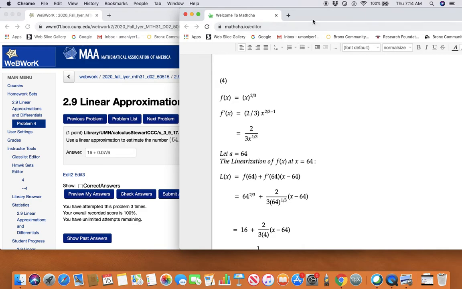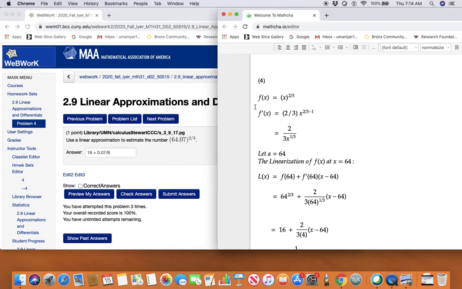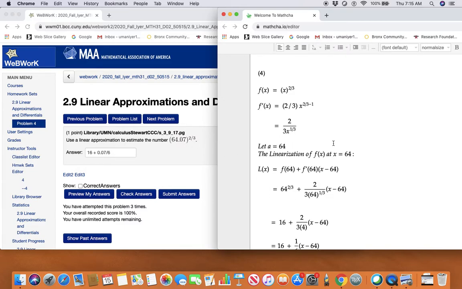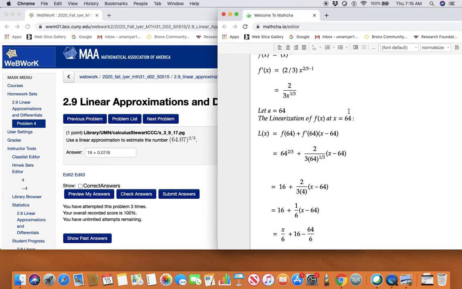Your function is x to the power 2/3. Alright, so derivative is 2/3 comes down and the power reduces by 1. So 2/3 x to the power negative 1/3, which is positive 1/3 in the bottom. Now, you are taking the number a to be 64 because 64 is close enough to 64.07 and its cube root you can calculate, you see. So, use 64 as a and write linearization.